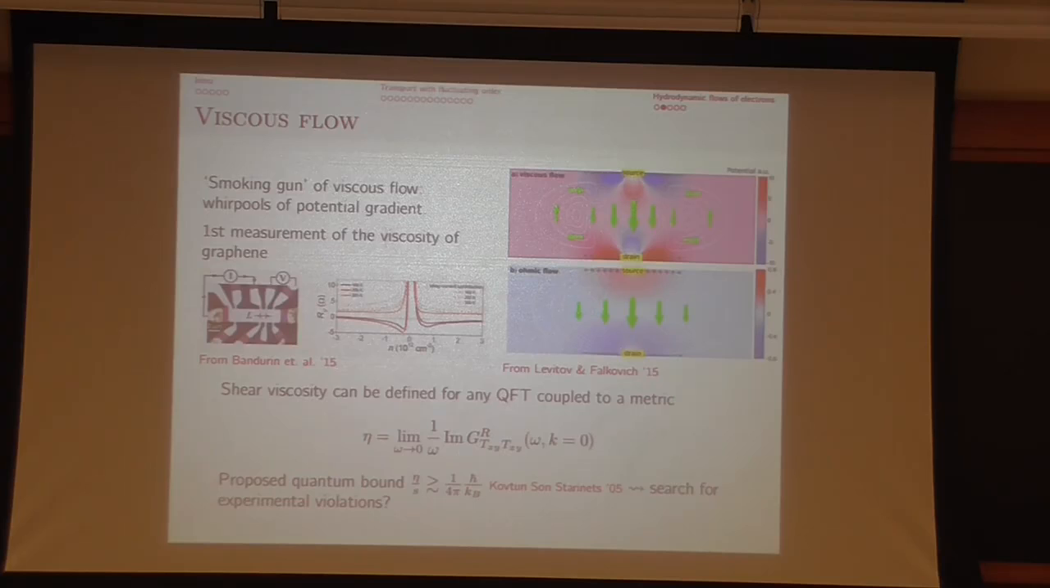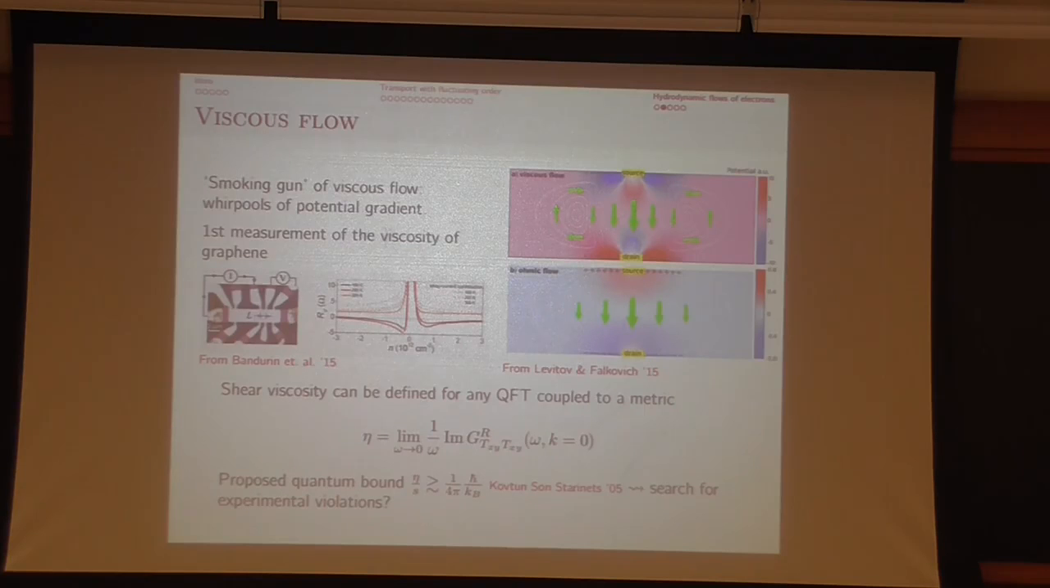And this was actually tested experimentally that same year. So here they had some sample, they injected a current and measured the potential at some points of the system and measured negative resistances for some values of parameters. This was actually the first measurement of the viscosity of graphene. And the reason this is exciting is that the shear viscosity is a very universal thing that can be defined for basically any quantum field theory. As long as you can couple it to a metric, you can define shear viscosity.